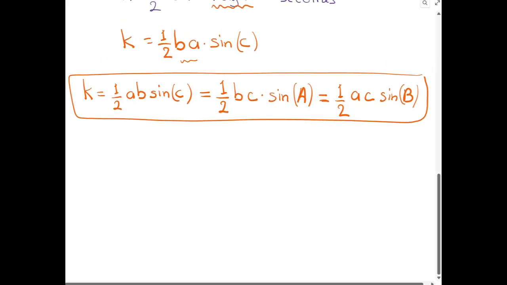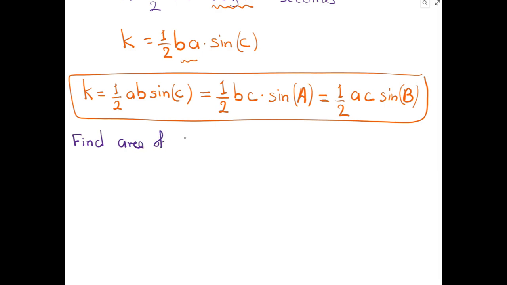Now what if what we have is angle angle side? So find the area of an angle angle side triangle. So we're given two angles and one side, and so we're going to have to start with the law of sines.